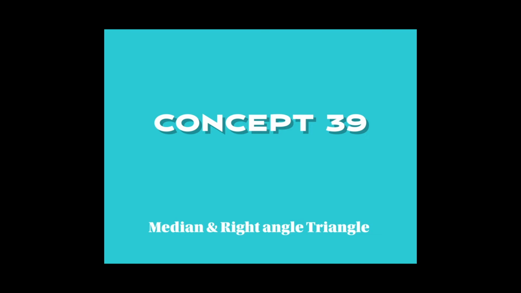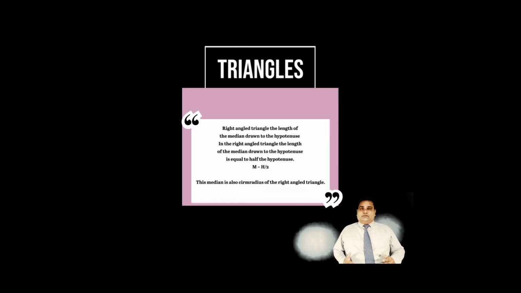Concept number 39, median and right angle triangle property. In a right angle triangle, if we draw a median from the vertex of the right angle to the hypotenuse, the interesting property is that the median is half of the hypotenuse.